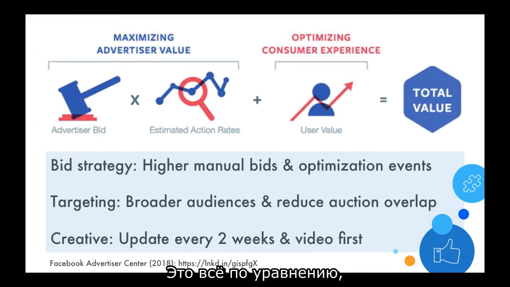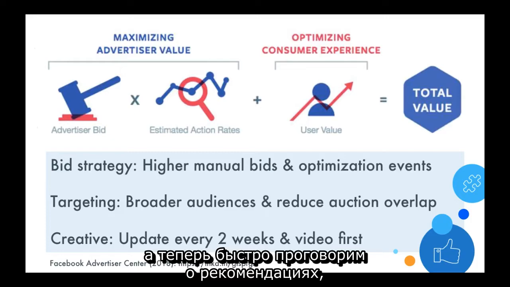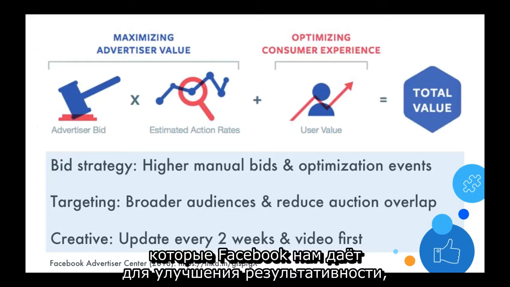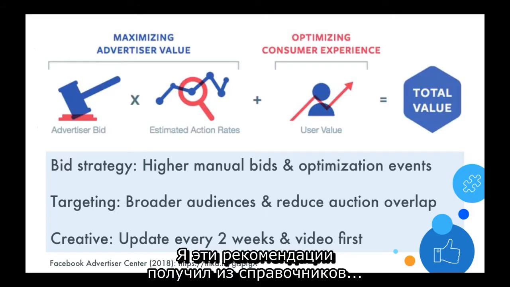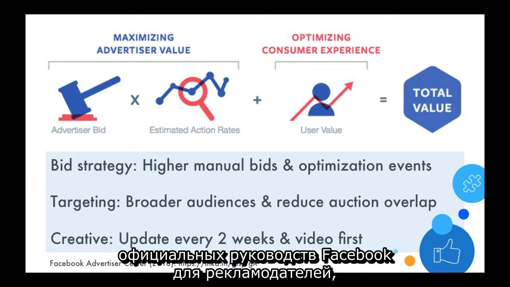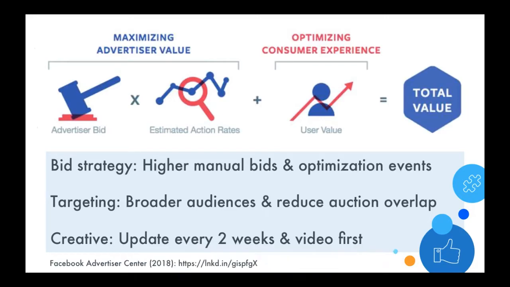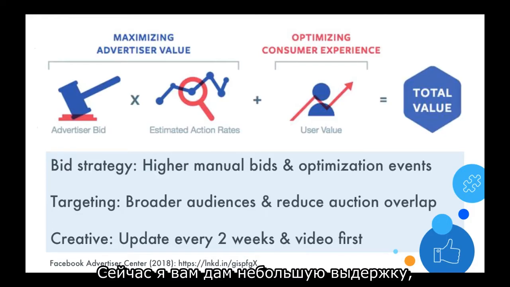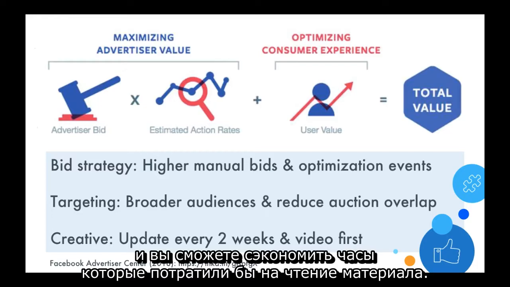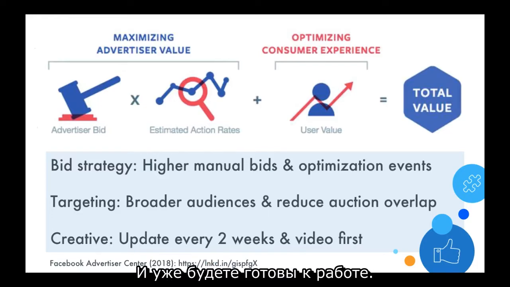So that was it from the equation, and let's talk very quickly about what are the recommendations that Facebook gives us to really improve our performance based on knowing the equation. And I got those recommendations from the official Facebook advertiser guides in their advertiser help center. Okay, so the beginner, intermediate and advanced one. And here is a little summary, so you can save the hours of reading the material and just apply this summary here.